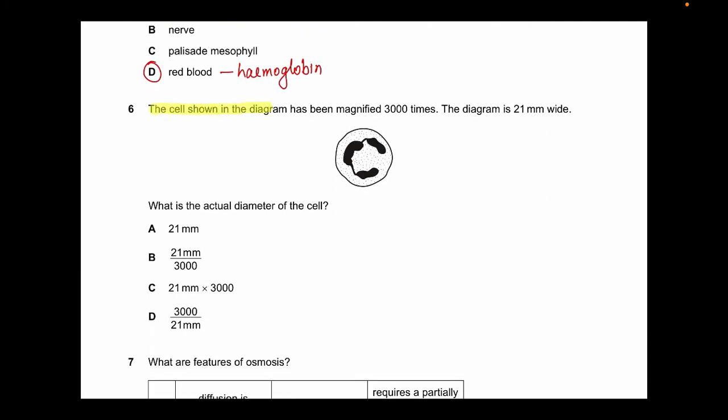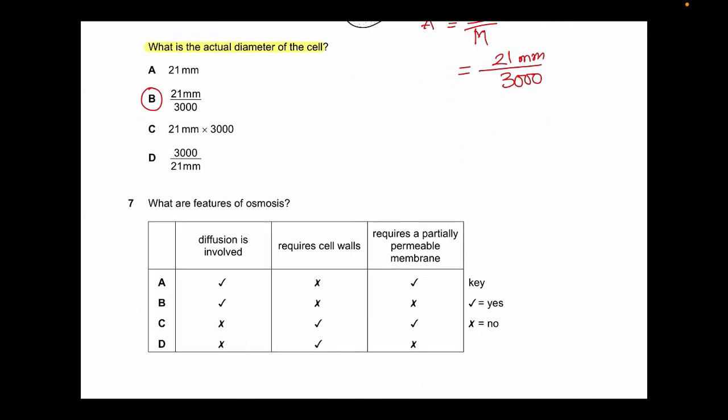The cell shown in the diagram has been magnified 3000 times. The diagram is 21 millimeters wide. What is the actual diameter of the cell? Magnification is equal to image divided by actual. Since we are finding actual, it's going to be image divided by magnification. The image is 21 millimeters wide, so divided by the magnification, which is 3000. So option B is the correct answer.